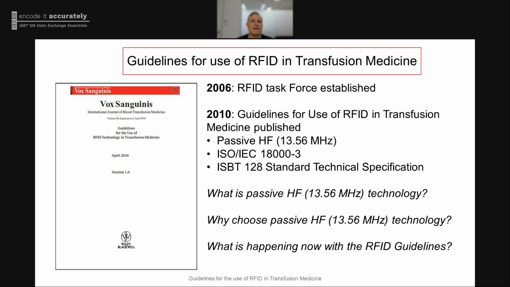The guidelines recommend the use of passive HF technology at 13.56 megahertz for transfusion medicine when applied to blood bags and storage containers, with ISO IEC 18000-3 as the recommended tag standard and data encoding rules in support of the ISBT 128 standard technical specification.